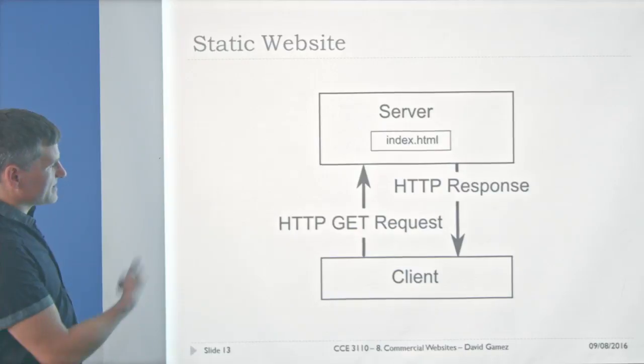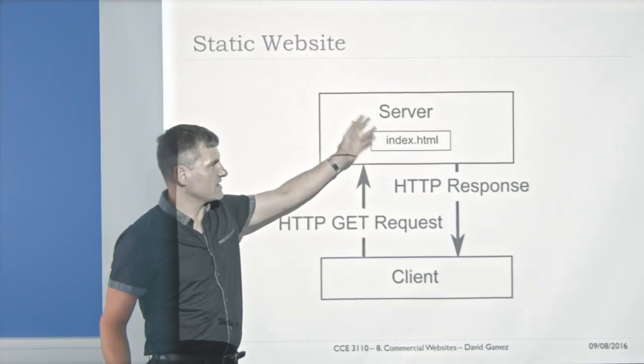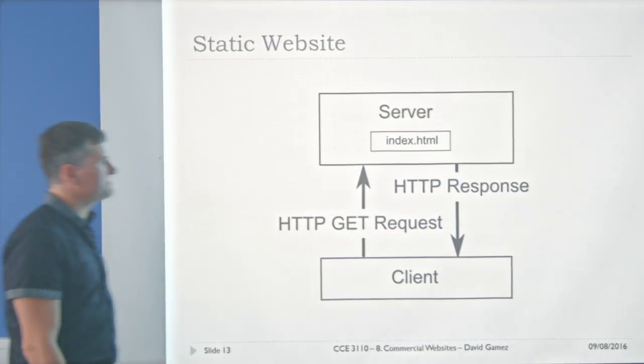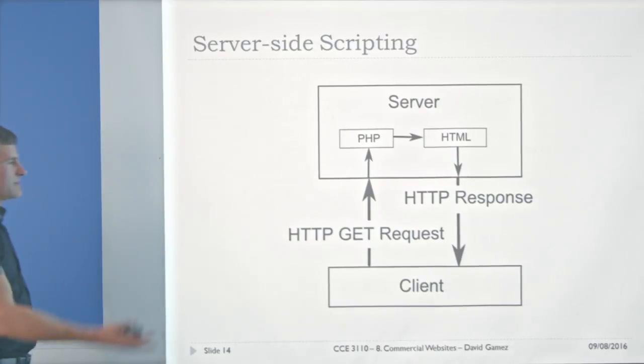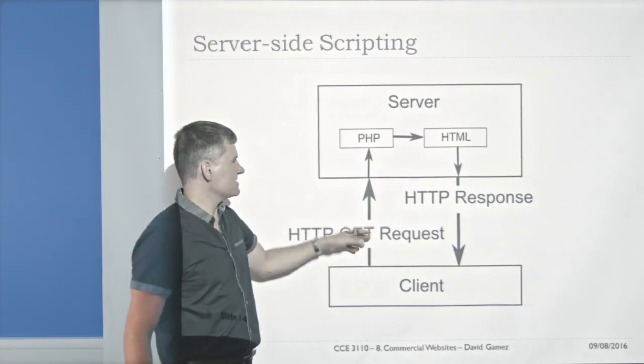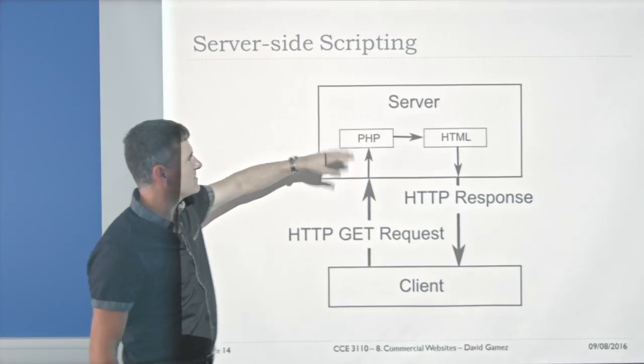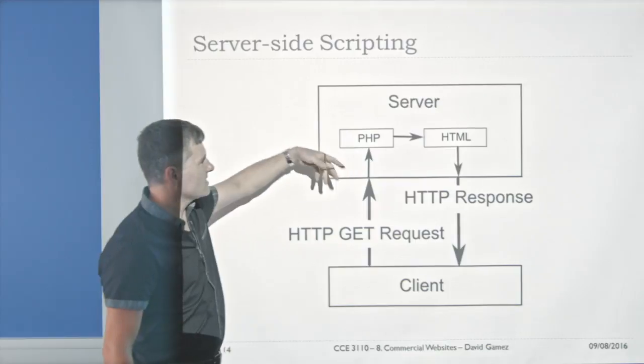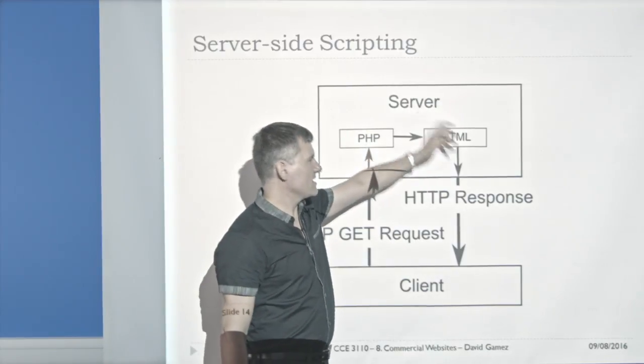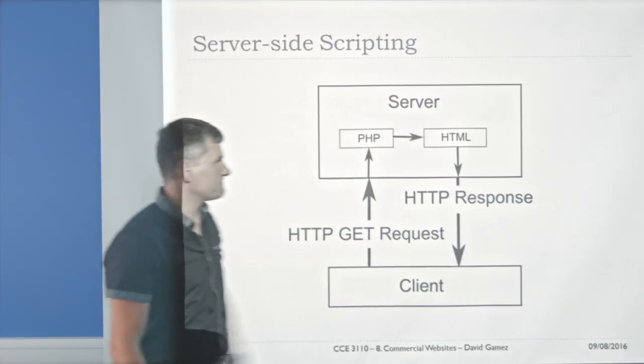So this is the static website. We send the GET request. The server sends back the contents of the index HTML. But this is a much more realistic website scenario. Here the client sends the GET request. This GET request is channeled to a particular PHP script, for example. It's one of the server-side scripting languages. That PHP generates some HTML, and that HTML is then sent back to the client.